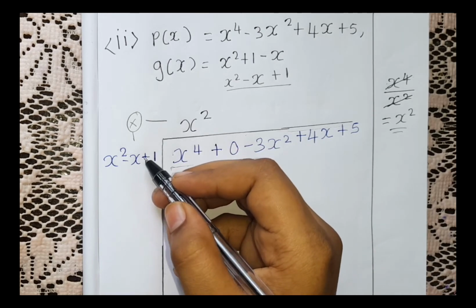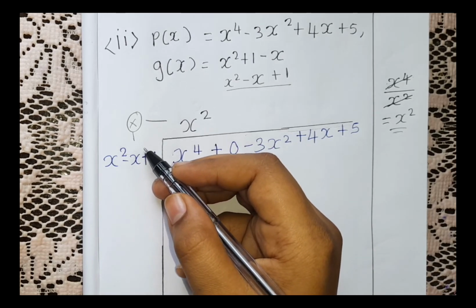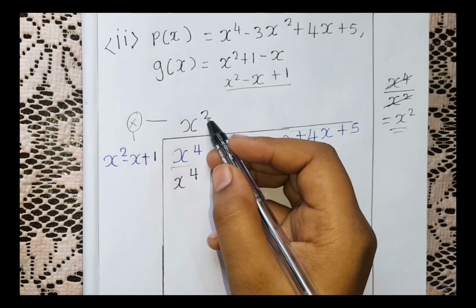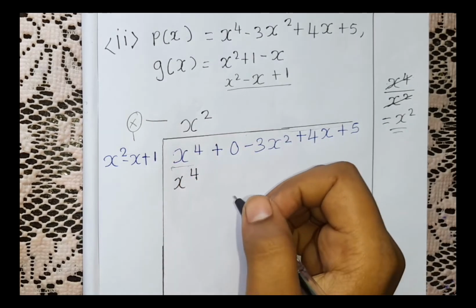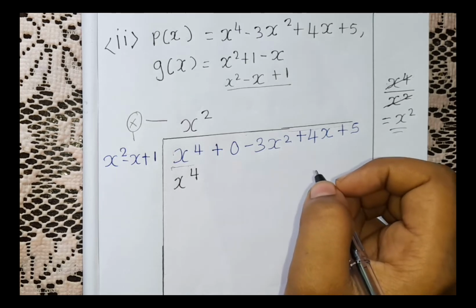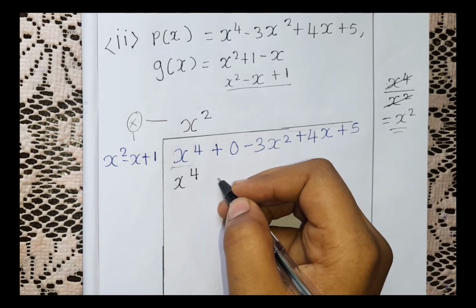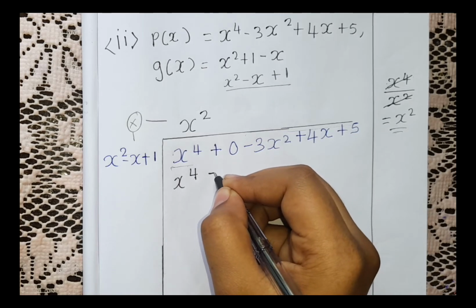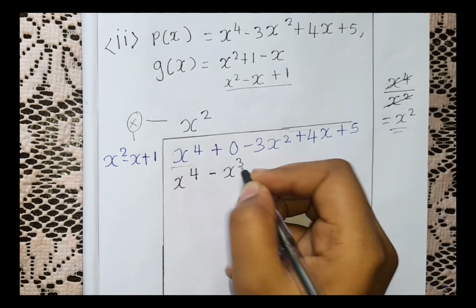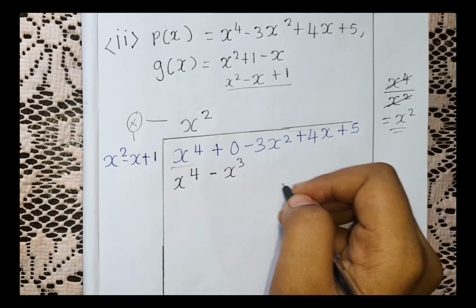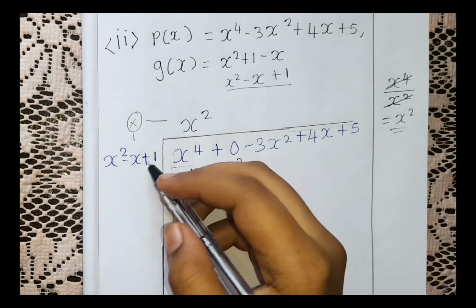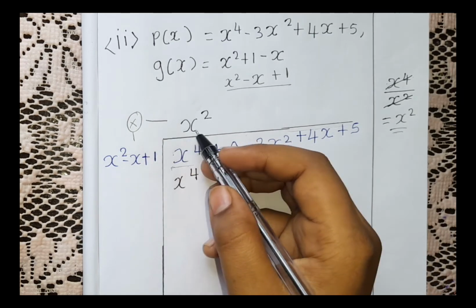Because if x is written like this, the power is 1, so 1 plus 2 is 3. So it is minus x cube. We don't have a minus x cube term in the dividend, so we took 0 there, and under that we can just write it. So that is minus x cube. Now I am going to multiply it with 1 and x square.